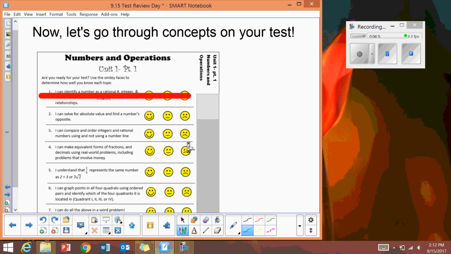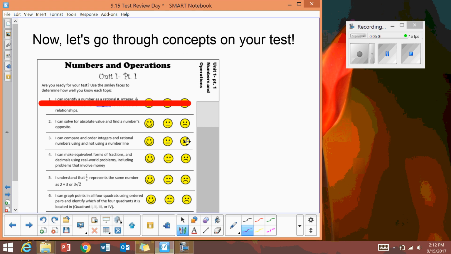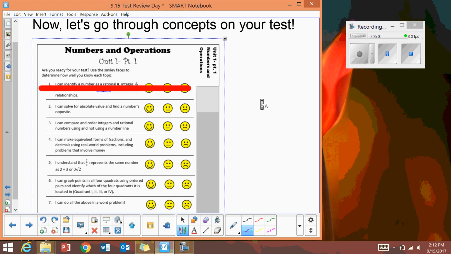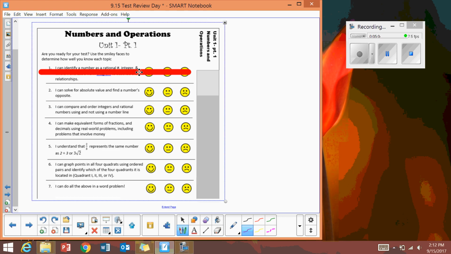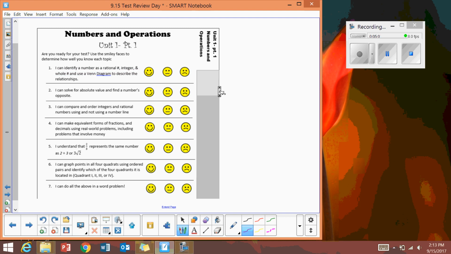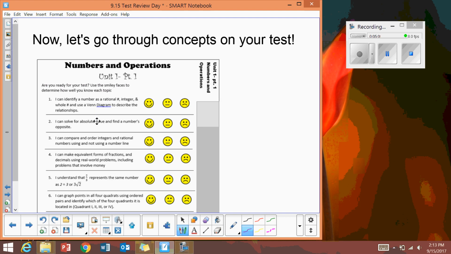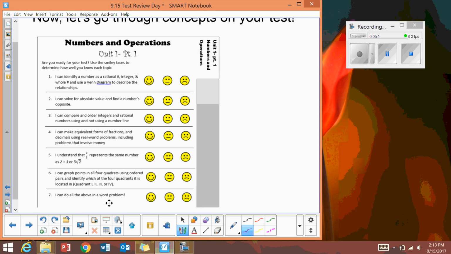Okay? So right here we have our tab page. Now your tab page is red, and so when we're looking at this, this is basically telling you what is going to be on the test. First thing I want to point out is this is not 3 and the square root of 2. This is 3 divided by 2. I couldn't figure out how to make the division sign on the actual test or actual thing, so that's what that's supposed to mean.